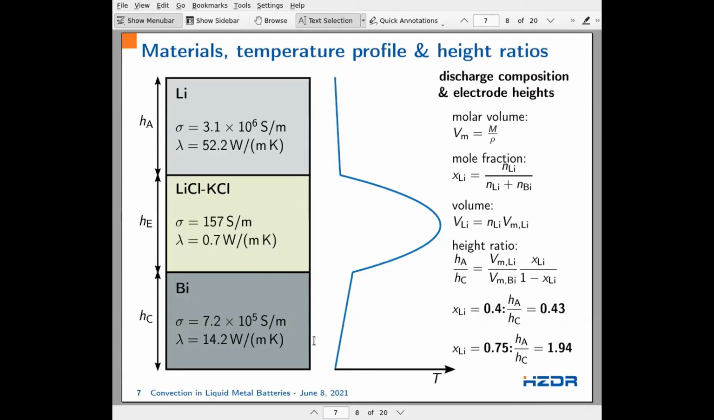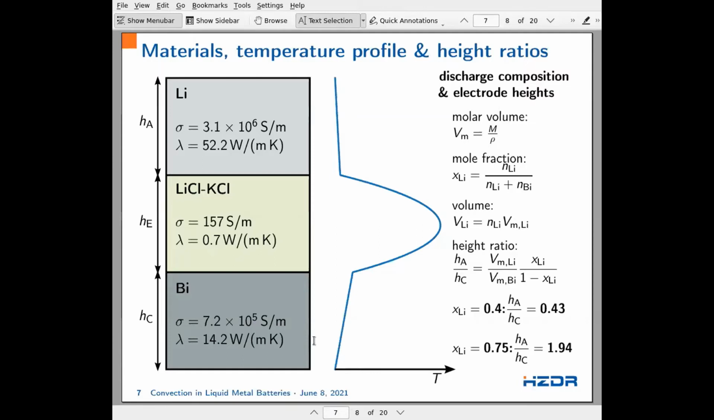And if you do a static calculation without any flow, you end up with a profile like the one shown in the middle. So parabolic, basically, in the electrolyte, internally heated, and a very small temperature drop along the anode, and a little larger drop at the bottom because of the less good thermal conductivity. So this is a typical conductive temperature profile.